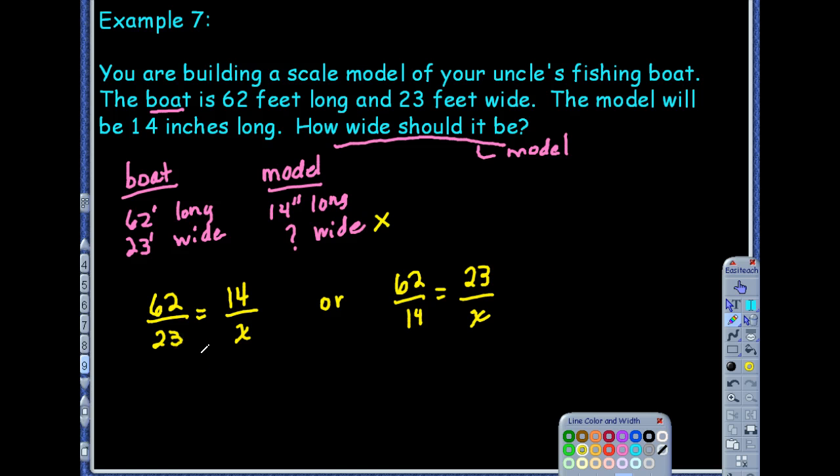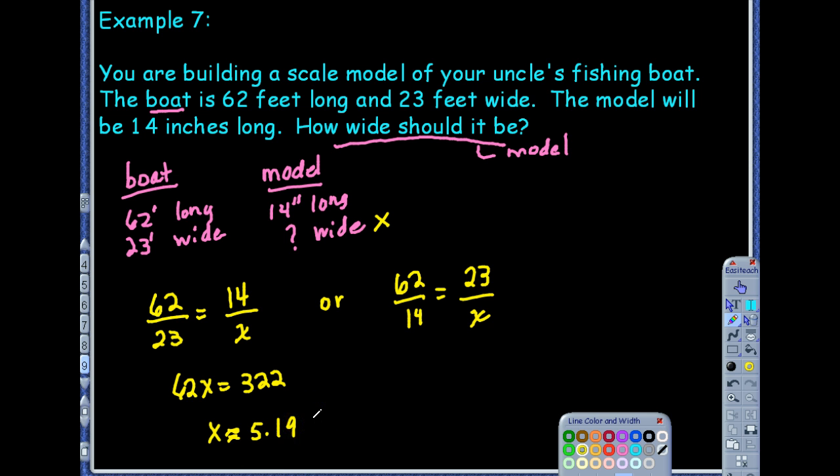Obviously it does matter in the end, you want to set it correctly, but there are so many variations to this. You could do the reciprocal of these things, all different options. Either way, we're going to solve it. So we cross multiply, and 62x would equal 322, and so x would be approximately 5.19 inches.